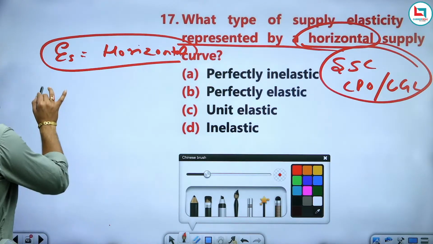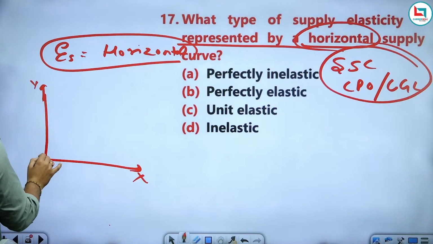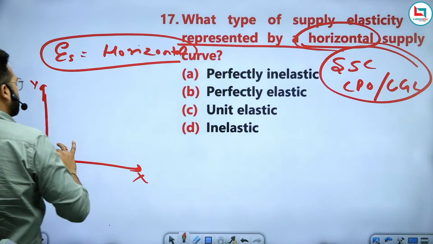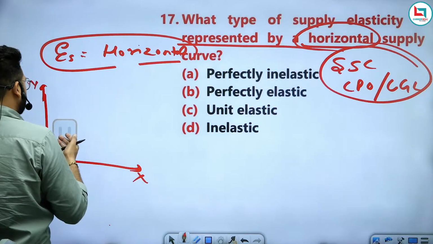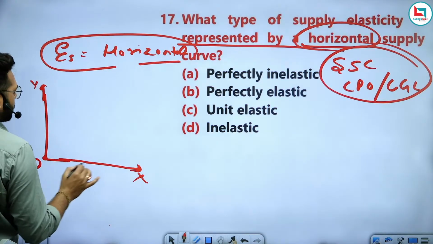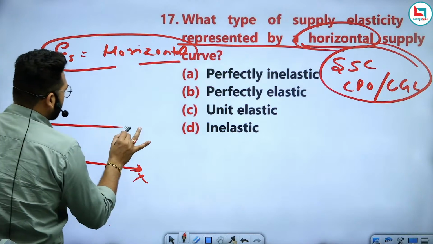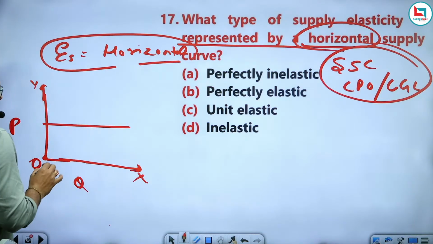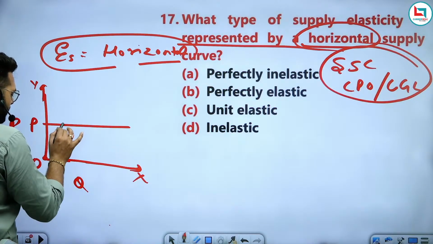Let's say this is a supply curve, with the X axis, the Y axis, and here it's 0. This is a basic supply curve, right? But now the supply curve is in a horizontal shape. This is quantity, this is price. So a horizontal curve, like this one, means price is constant but quantity changes.